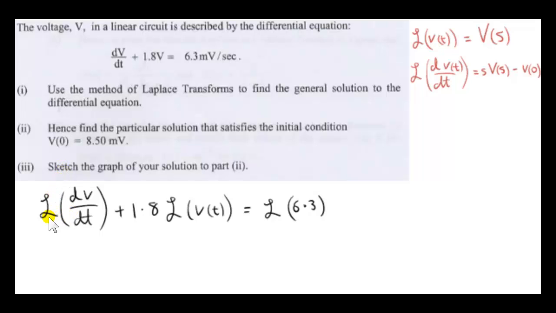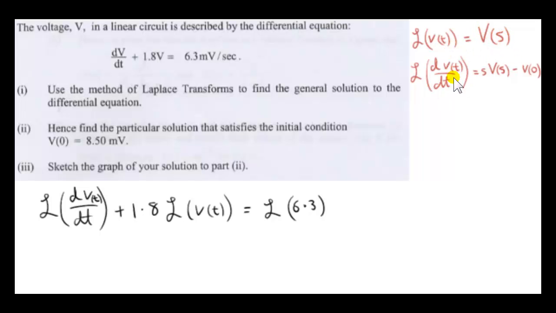Okay, so we put L in front of each term in the differential equation. L, as we know, is a linear operator, so we can pull out the 1.8 here for the second term. V is some function of time, so you can write that in if you like. Now, for L of V of t, we can write big V of s. We're going from the time to the s domain.